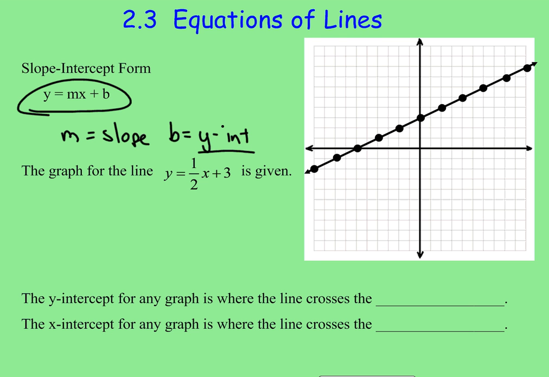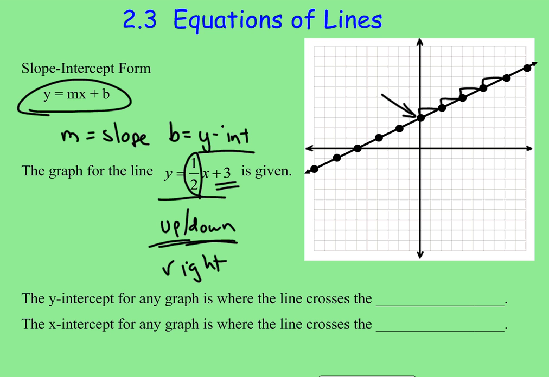So for this one, you have y equals 1/2 x plus 3. Plus 3 tells you that it crosses right here at plus 3. 1 over 2 implies that you go up 1 over 2, up 1 over 2 all the way. Remember, this is always going to be up or down over right. That's your slope.